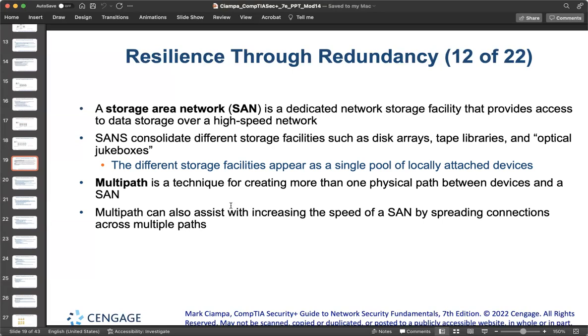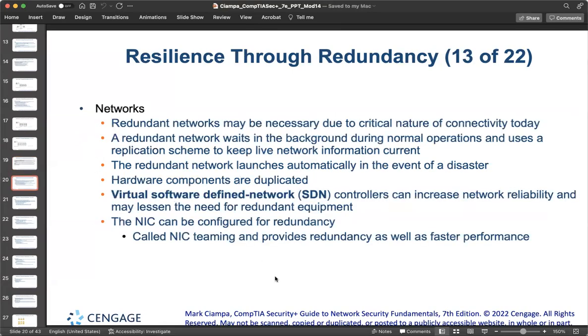For you, it's like, okay, you have an extra drive on your computer, which is a SAN. Multipath, though, is a technique for creating more than one physical path between devices and a SAN so that they increase the performance, right? And actually they generate redundancy. So in case one path to the SAN is down, a part of your network is down, the other path can actually take over and provides the availability of the storage to you.